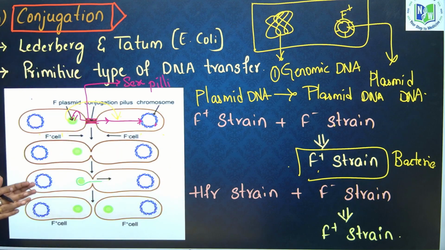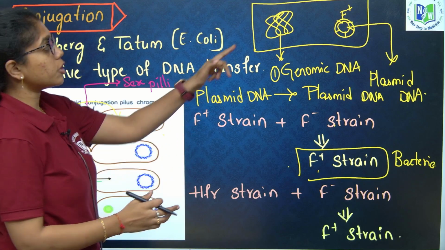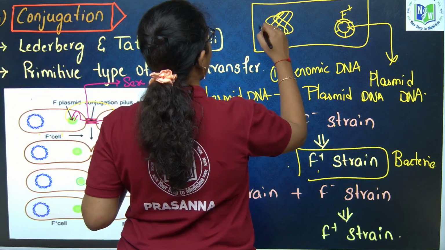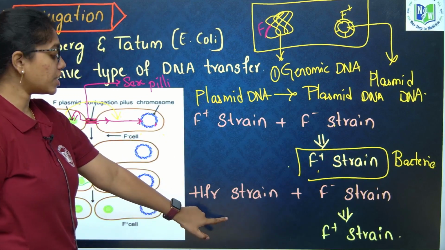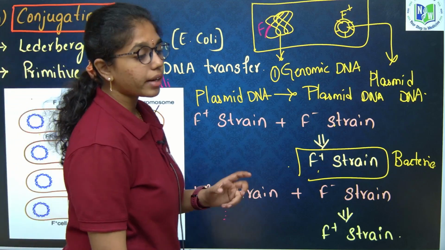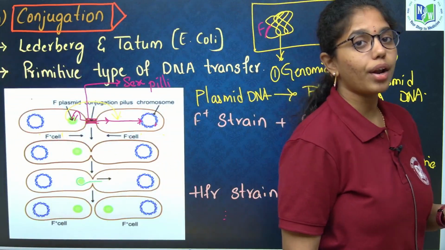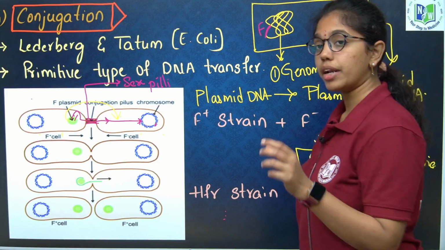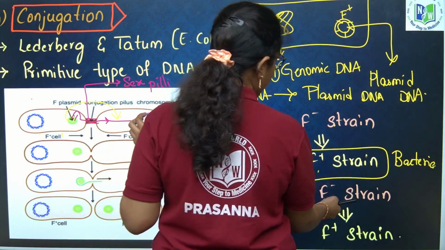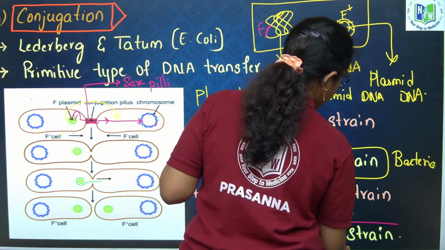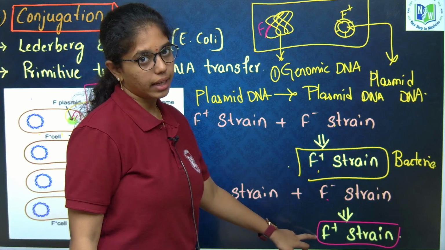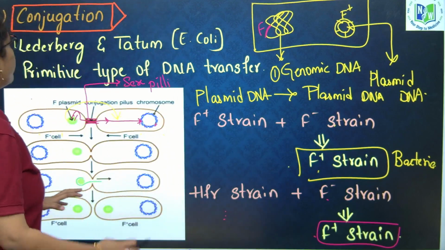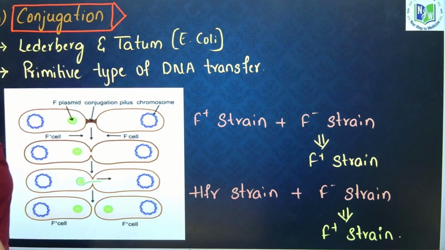If in case F factor is present in the genomic DNA, then it is called as HFR strain. If F factor is present in genomic DNA, what will you call it? HFR strain. When it is combined with F minus strain, this also will give the F plus strain to the recipient bacteria. Clear? Is this fine? This is all about conjugation.